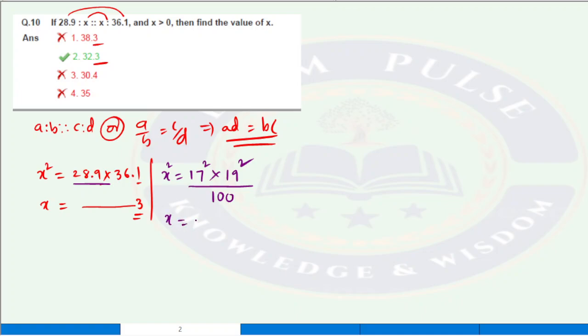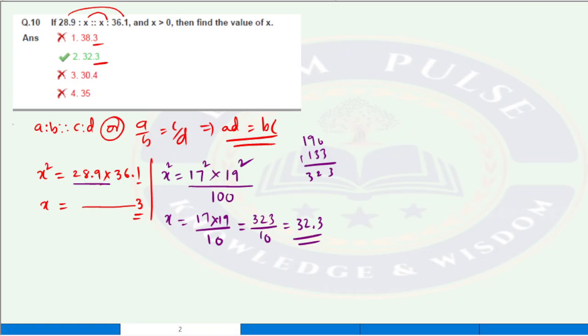Now x is equal to how much? 17 into 19 by 10. What is 19 into 17? 19 tens are 190, 19 sevens are 133. 190 plus 133. This is equal to 323. 323 by 10. The answer is 32.3.